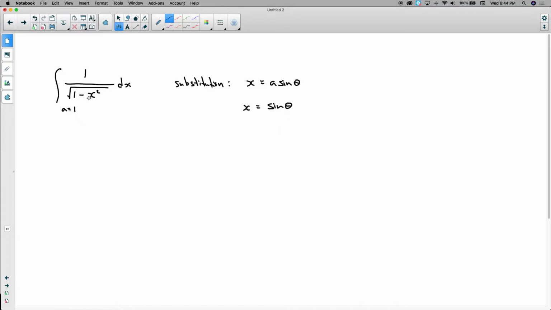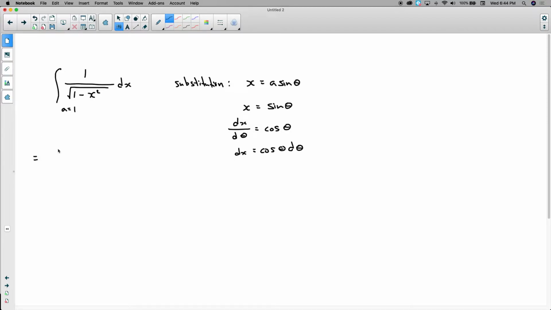And so I can't just go swapping out x squared with sine squared theta. I have theta and dx, so I have a variable mismatch. You need to roll through the usual process. Over here, you're going to take the derivative of x with respect to theta, and over on this side, you're going to take the derivative of sine theta with respect to theta. And we want dx so that we can get rid of the variable mismatch problem. So I have what x is going to be in terms of theta, and I have what dx is going to be in terms of theta.